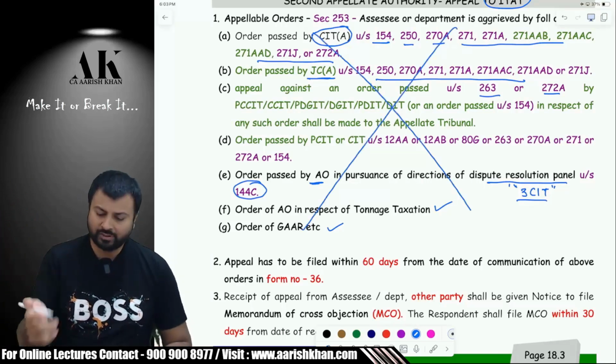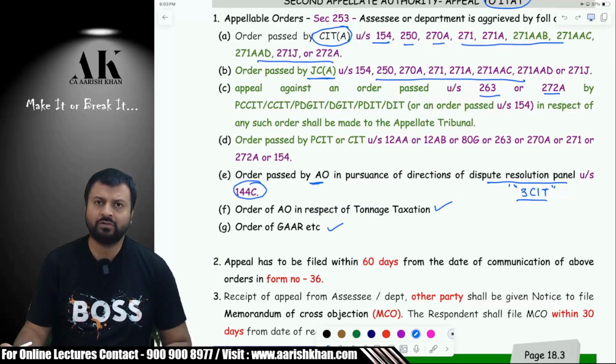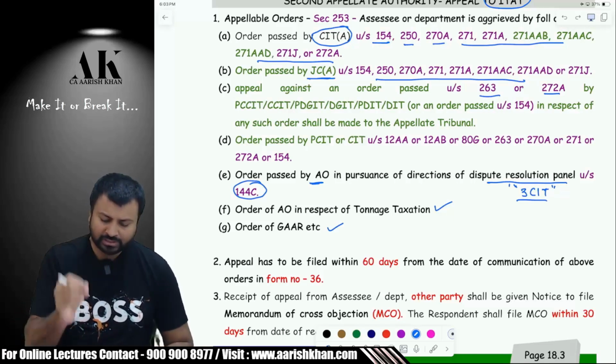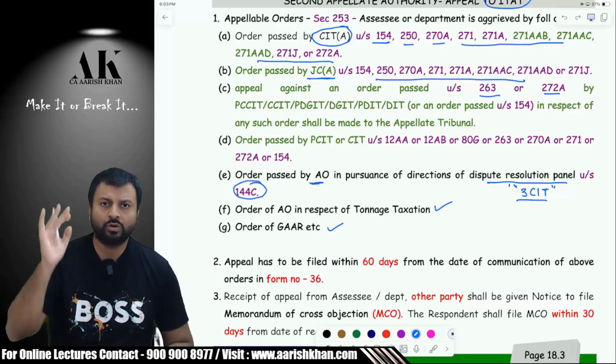Okay. Some of the orders are green over here. I agree, because those are inserted by Finance Act 2023. Earlier it was not mentioned. That is the reason you are finding them as green orders. Okay. But all these orders are generally passed by AO, or by the CIT, or by the CIT appeal. You can go to ITAT. Okay.